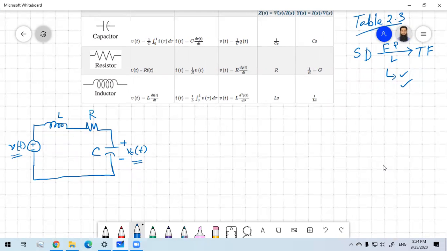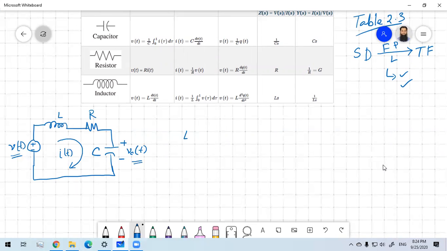Since there is only one loop, there will be only one current flowing. Assume that current is i(t). If we apply Kirchhoff's voltage law, the summation of the voltage along the path has to be equal to 0, or the other way to represent it is the voltage consumption should be equal to the voltage supplied. There is only one voltage source, so all the voltage consumption in the passive components will be equal to the source voltage.